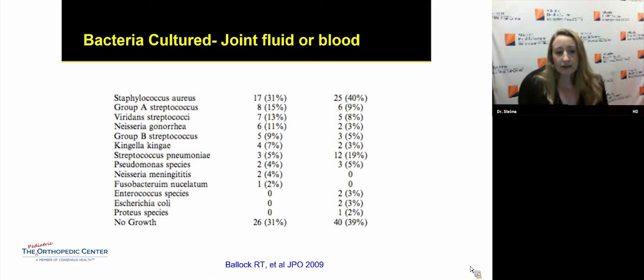These are some of the most likely organisms that we find in septic arthritis. So still Staph aureus, high up on there. Also group B strep, and strep pneumo, which is less likely, a little bit farther down on there, but these are the most common ones.